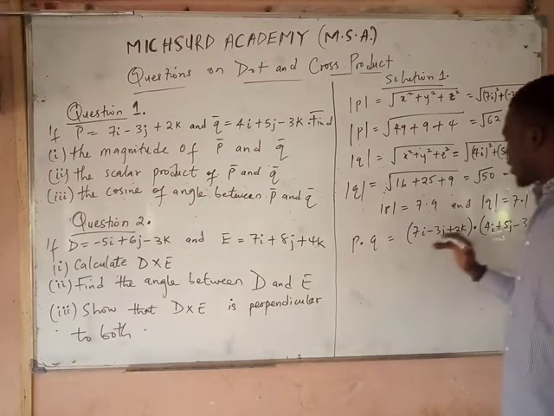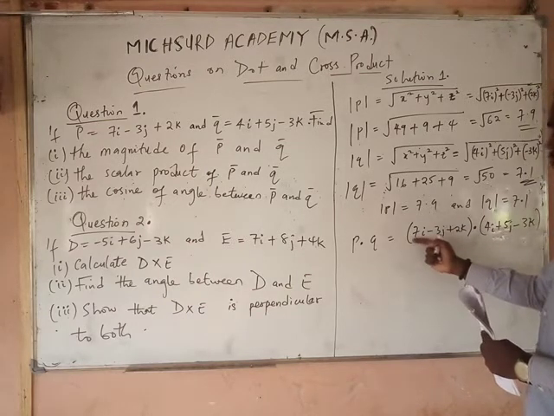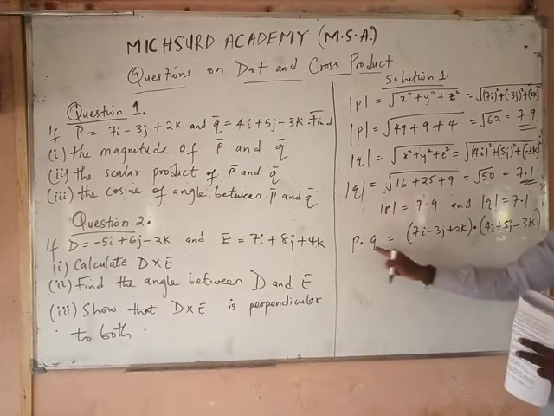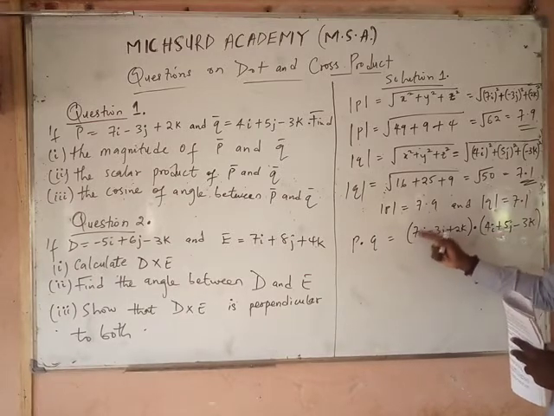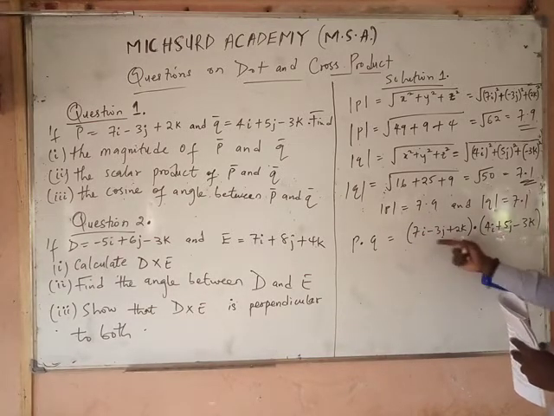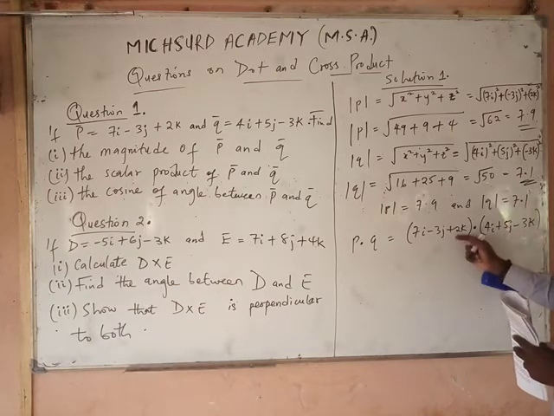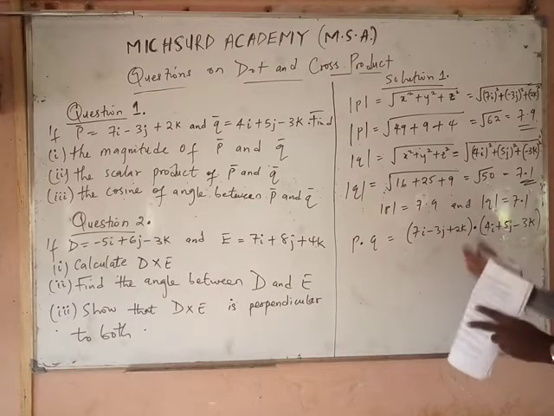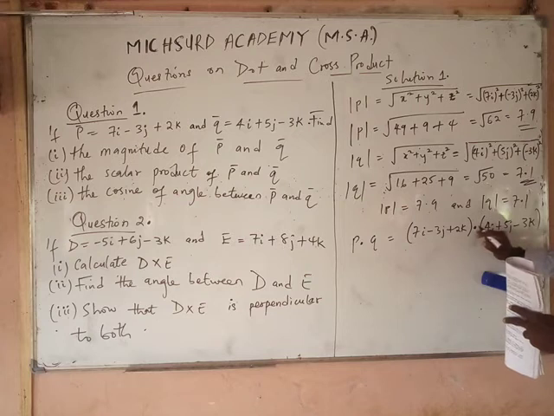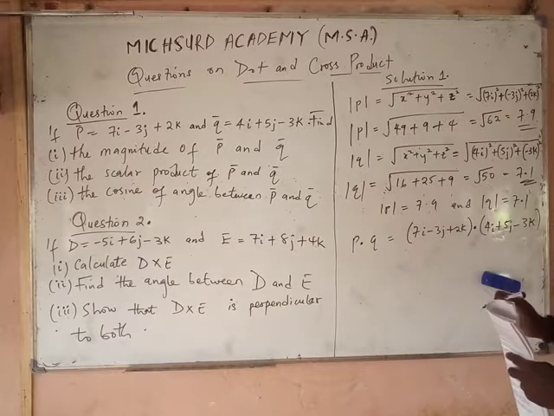Okay. So now what we do here is we multiply the same unit vectors for p and q. Those that are the same, i and i, we multiply with their values here. Then we also multiply minus 3j by 5j, and 2k by minus 3k. So you see, they correspond to their unit vectors when we are dealing with the dot products.